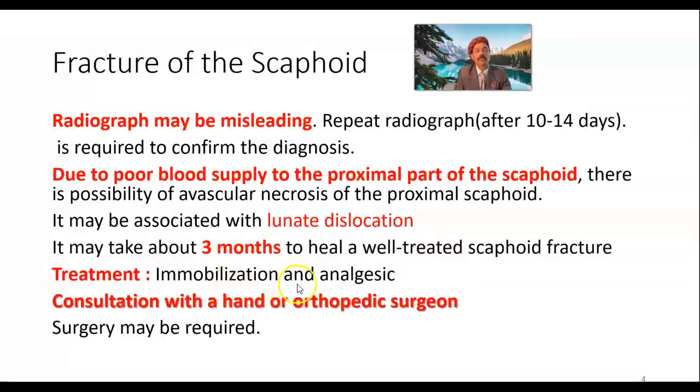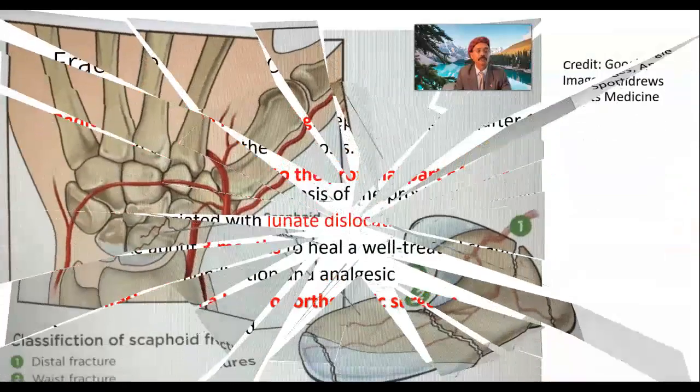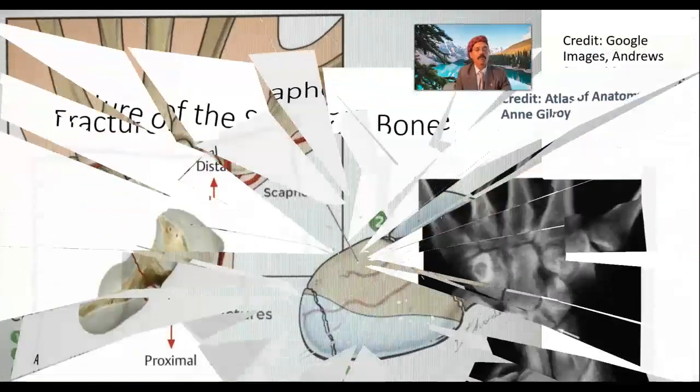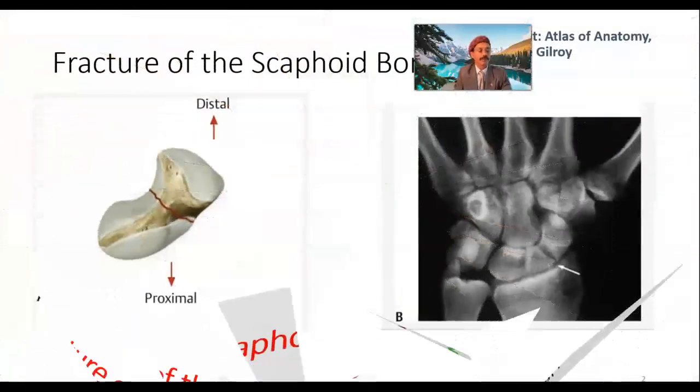Treatment is immobilization and analgesic, and certainly consultation with a hand or orthopedic surgeon. Surgery may be required if there is malunion. So that's all about the fracture of the scaphoid.